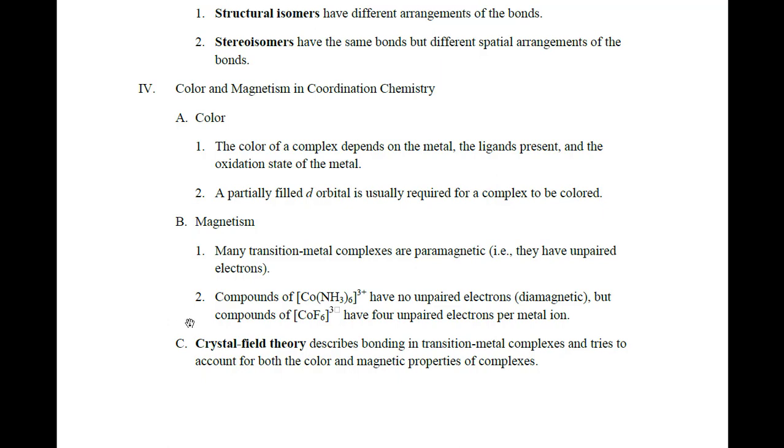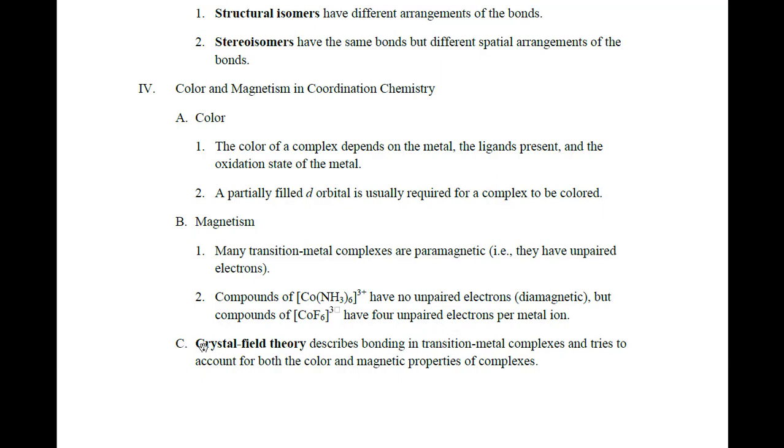So compounds of cobalt, such as the hexaamine cobalt or the hexafluorocobalt. So the hexaamine cobalt has no unpaired electrons, so it's diamagnetic. But if you use 6 fluorides, so the hexafluorocobalt has 4 unpaired electrons in it, so it is paramagnetic.